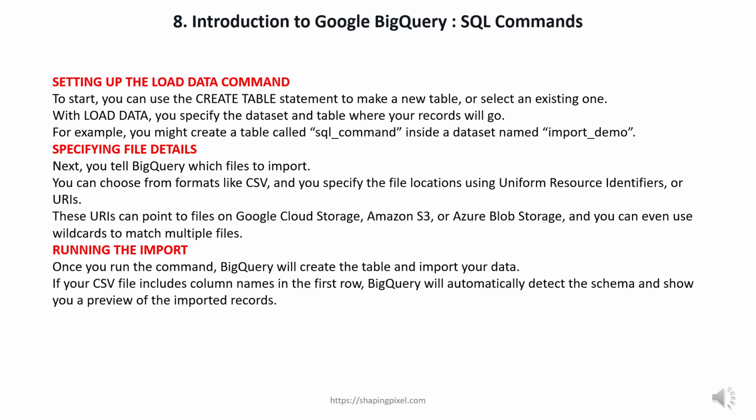With load data, you specify the dataset and table where your records will go. For example, you might create a table called SQL command inside a dataset named Import Demo. Next, you tell BigQuery which files to import. You can choose from formats like CSV, and you specify the file locations using Uniform Resource Identifiers, or URIs. These URIs can point to files on Google Cloud Storage, Amazon S3, or Azure Blob Storage. And you can even use wildcards to match multiple files.